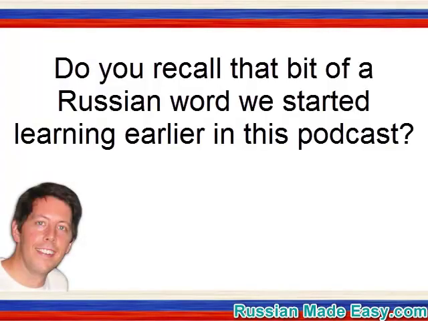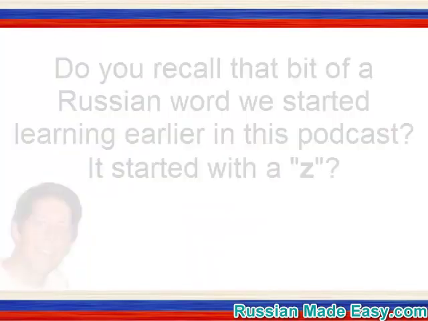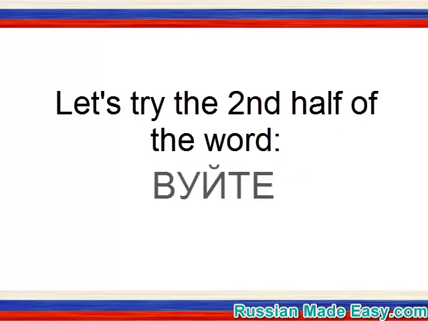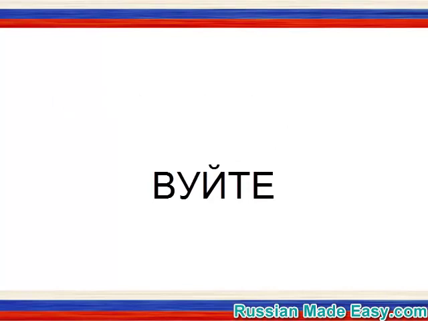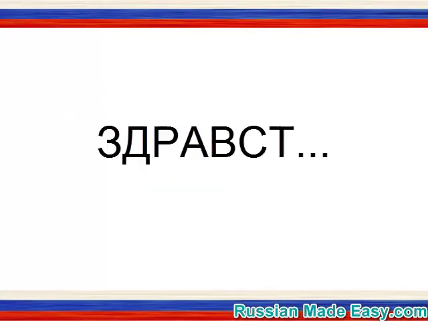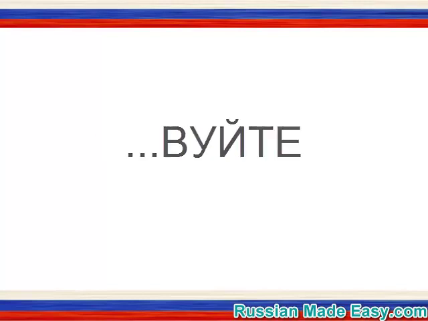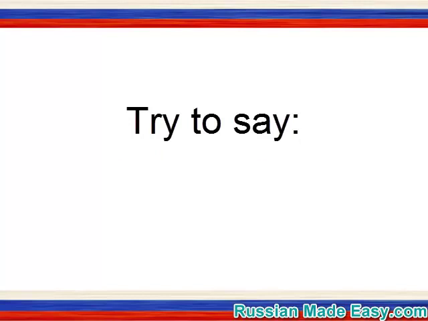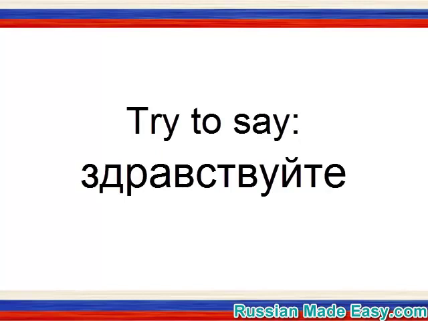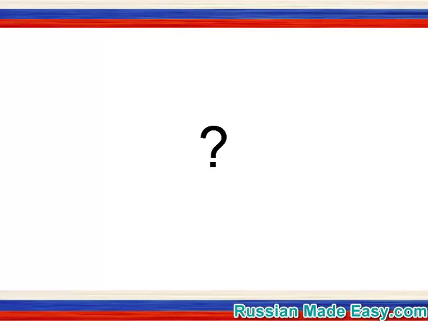Do you recall that bit of a Russian word we started learning earlier in this podcast? It started with a Z. Здравствуйте. Let's try the second half of the word. One more time. Вуйте. Give me just the first half Здравст and the second half. Then let's piece them together. Try to say, Здравствуйте. one more time. Здравствуйте.